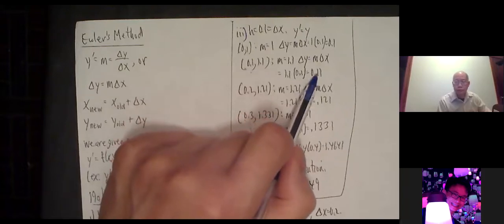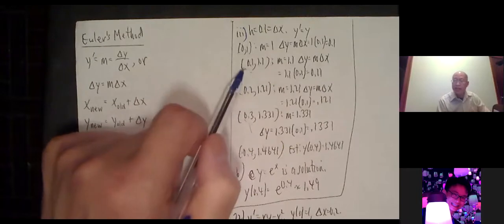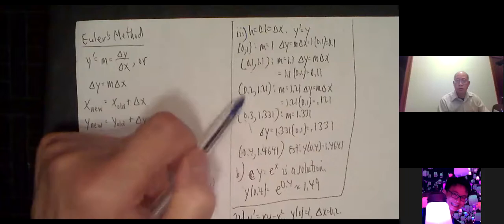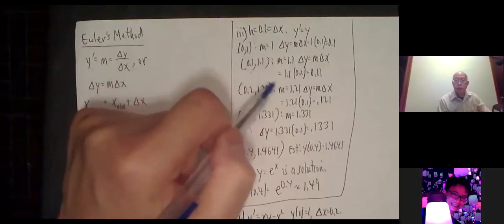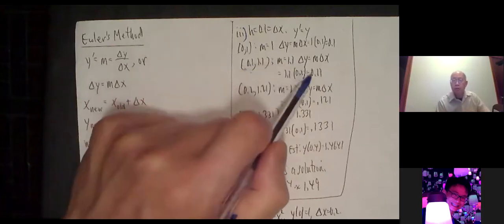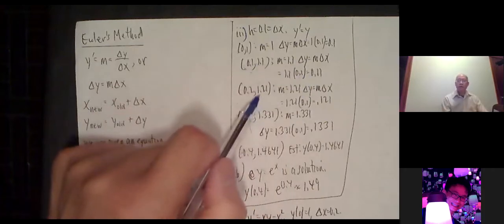So what's the new point? 0.2. Again, the x values are already determined right at the start: 0, 0.1, 0.2, 0.3, 0.4. Okay. What's the new y? It's the old y, 1.1, plus delta y. So add that to that, 1.21.